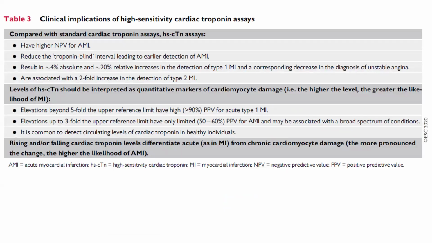This is from the 2020 guideline, to let us appreciate what we mean when we say high sensitive troponins. They have higher negative predictive value for MI. They reduce the troponin blind interval, leading to early detection. So troponins can rise within the first hour and you pick it up, and so they minimize delay in diagnosis and transfer of patients.